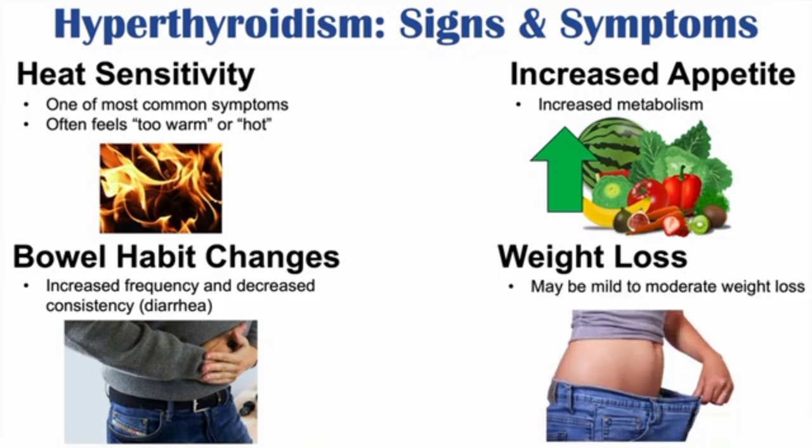And again, the weight loss is going to be mild to moderate, and it's due to that increased metabolism. So paradoxically, even with increased appetite, the patient may feel very hungry, they may be eating a lot, they still have weight loss because they have increased metabolism. So that increased metabolism from hyperthyroidism is going to cause not only increased appetite, but it's also going to cause a mild to moderate weight loss, and in some cases maybe a severe weight loss.